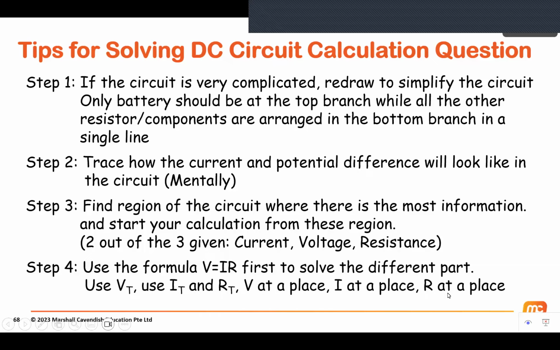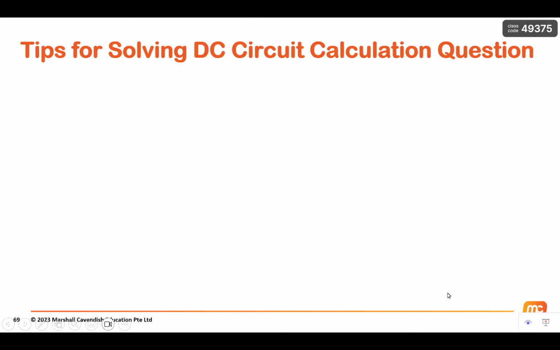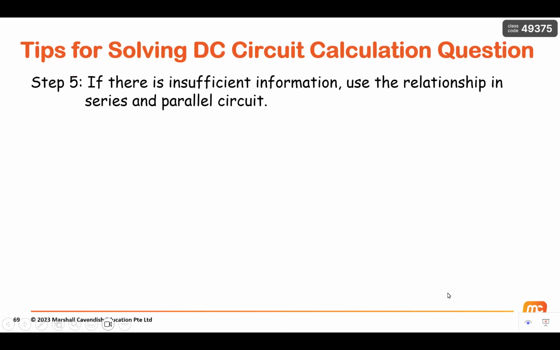But sometimes we realize that there is insufficient information. There is only one item known out of the VIR, so we cannot find the rest. In such a case, we go to step number 5. Sometimes we go to step number 5 and then jump back to steps 3 and 4 to use the VIR formula. So what are the relationships in series and parallel circuits?